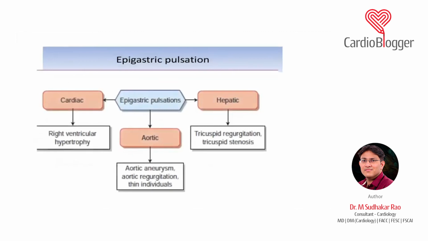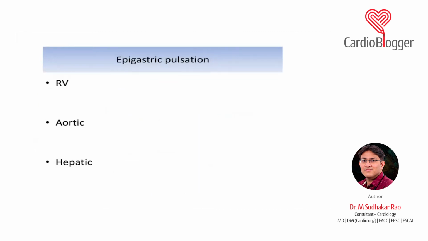And now coming to the epigastric pulsation. As I already told you, epigastric pulsation, you should always palpate with the tip of the finger in the subxiphoid area. The finger should be pointed towards the left shoulder, and you should always do it with the patient's breath held in end inspiration.